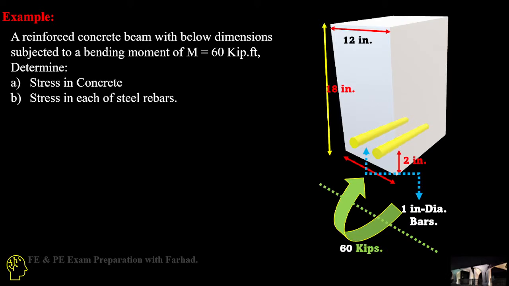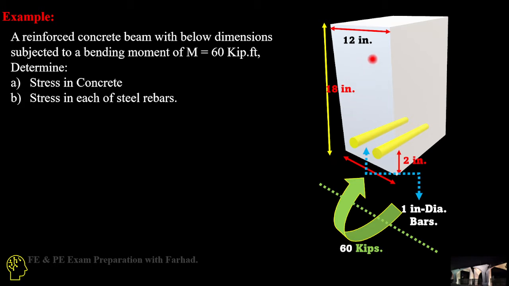In this example, we have a reinforced concrete beam with the below dimensions, subjected to a bending moment of M equal to 60 kilopound feet, and we want to determine the compressive stress in the concrete part and also the tensile stress in the steel rebar. So we have a 60 kilopound bending moment applied to this section.